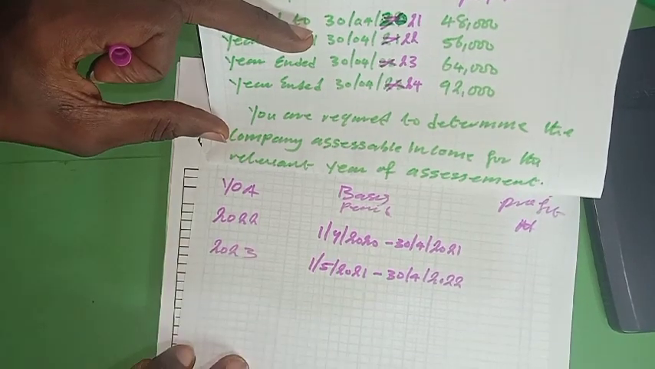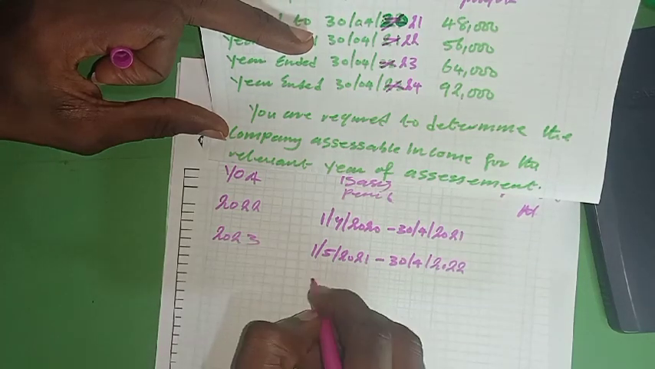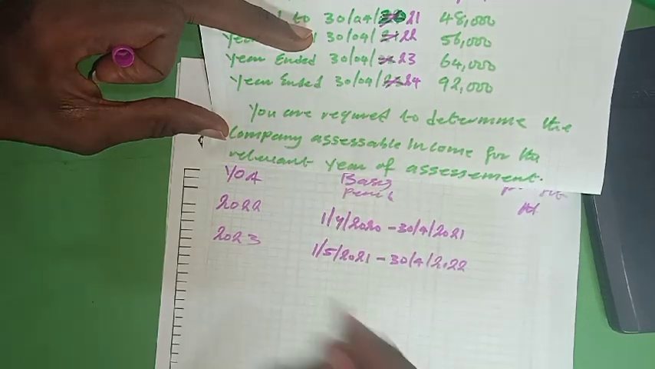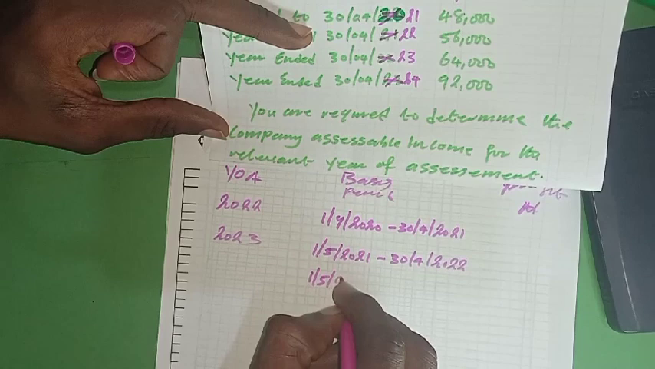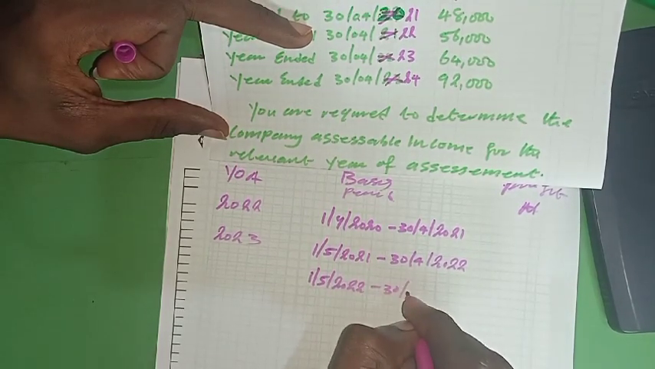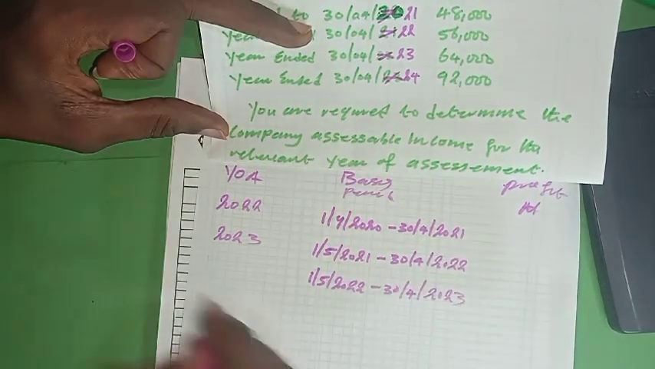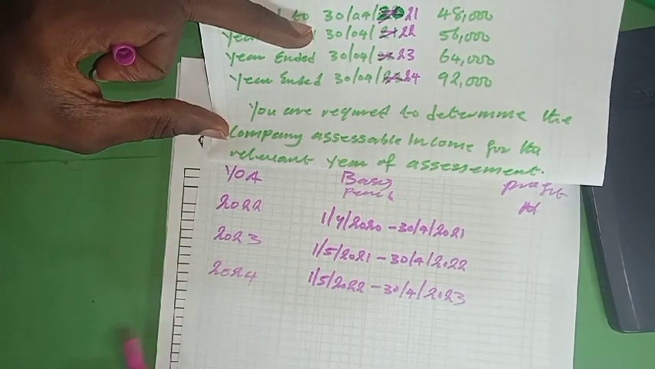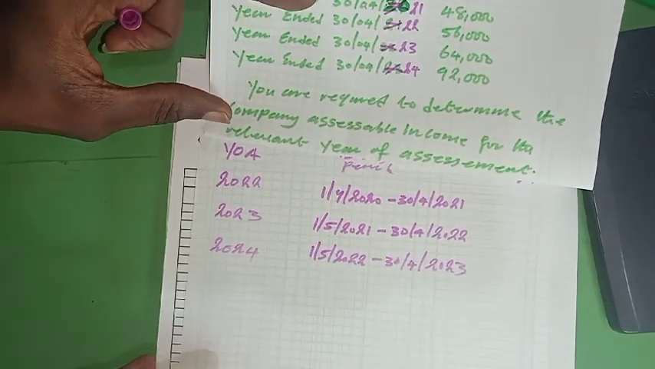2023. You get it? Subsequent year, the same thing. The first day after this year end, this period is 1st May 2022 to 30th April 2023, which will be assessed in 2024. You are getting it? 2024.